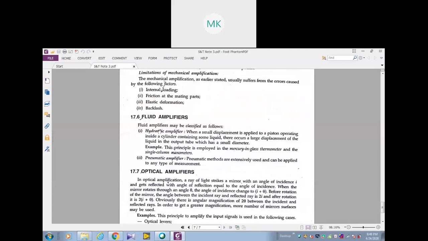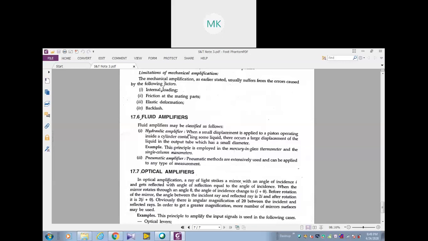Fluid amplifiers are further classified as follows: hydraulic amplifiers and pneumatic amplifiers. Hydraulics, you know about these hydraulic machines, JCBs, they work on hydraulic systems. Pneumatic is based on air pressure.